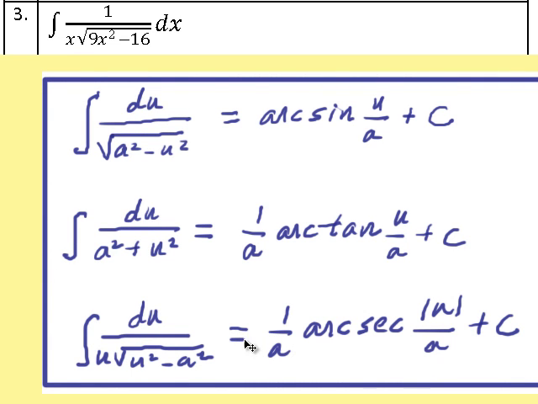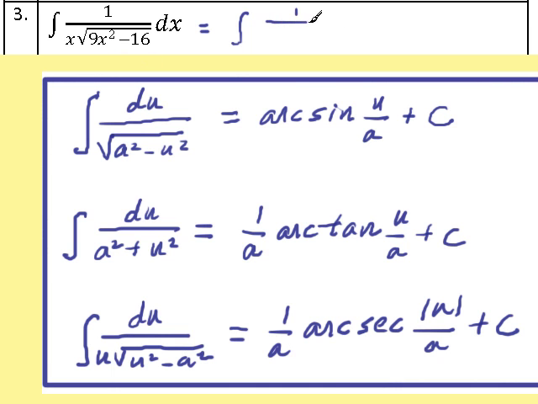We can see that number 3 is of this third form, because of this x on the outside, and here we have u on the outside. So this is an arcsecant integral. All right, so first of all, let's rewrite it so that it's closer to this form. We want to have something squared minus something squared under the square root.